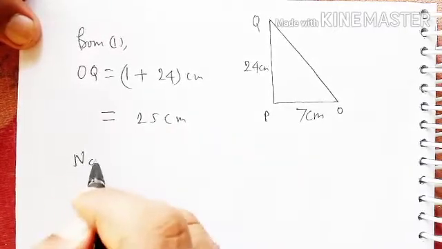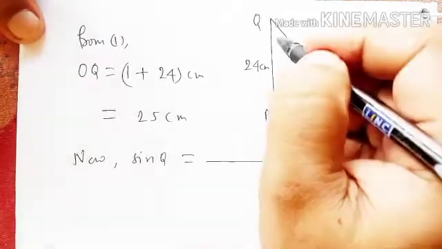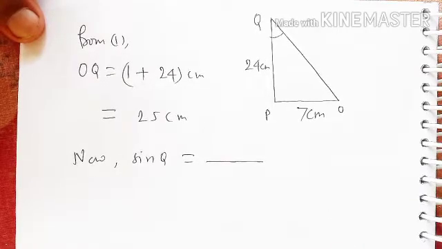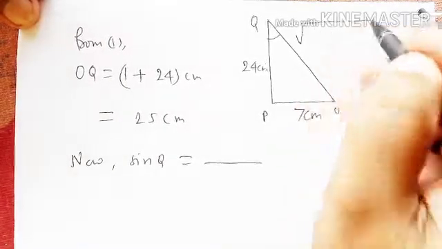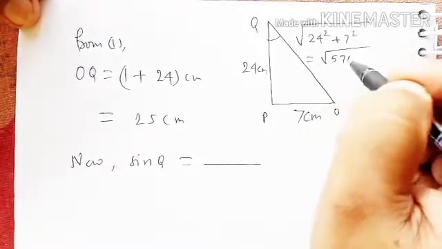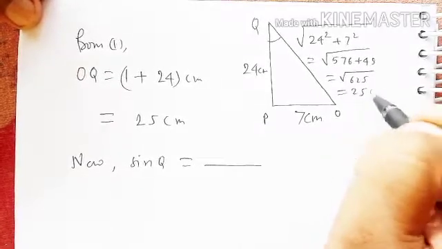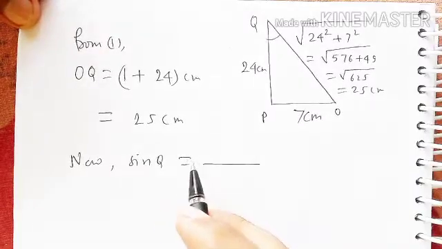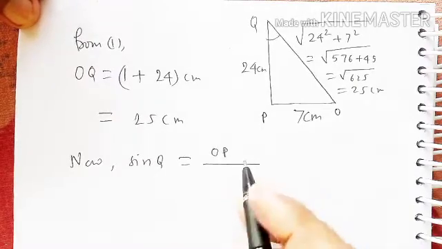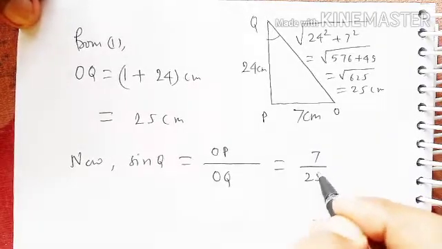Now sin Q. Sin Q is perpendicular by hypotenuse, and the hypotenuse will be by Pythagoras theorem 24 square plus 7 square. This is 576 plus 49. This is 625. So this is 25 centimeter. So we have sin Q is equal to perpendicular, perpendicular is OP, by hypotenuse. Hypotenuse is OQ. So 7 by 25.